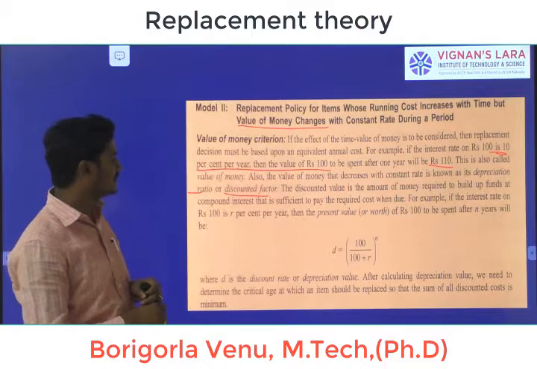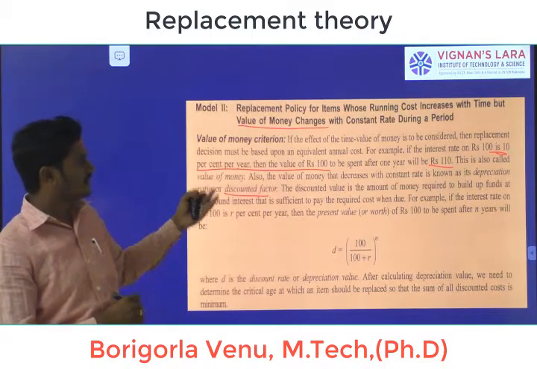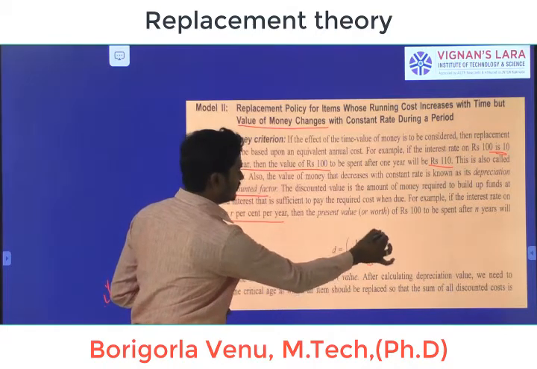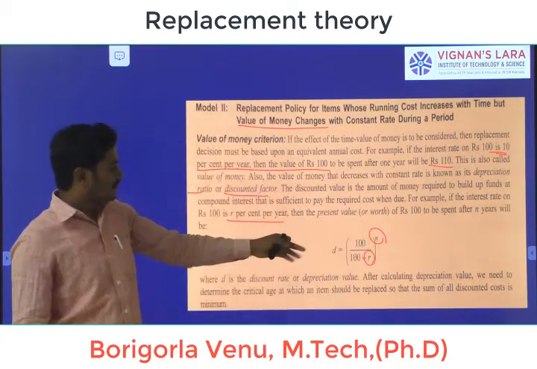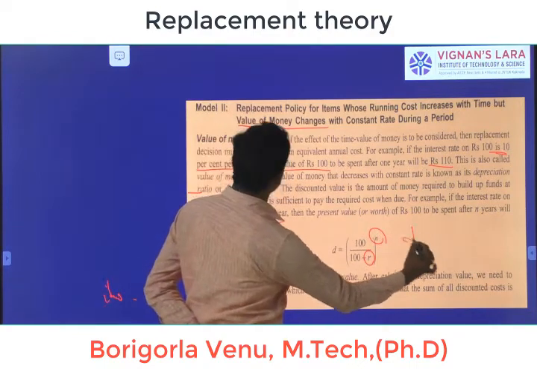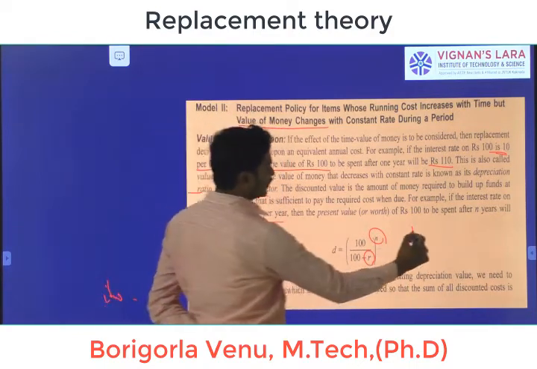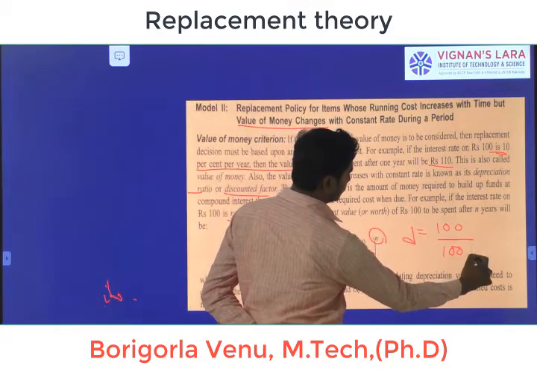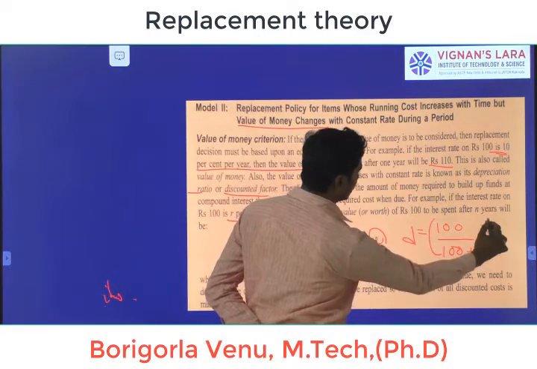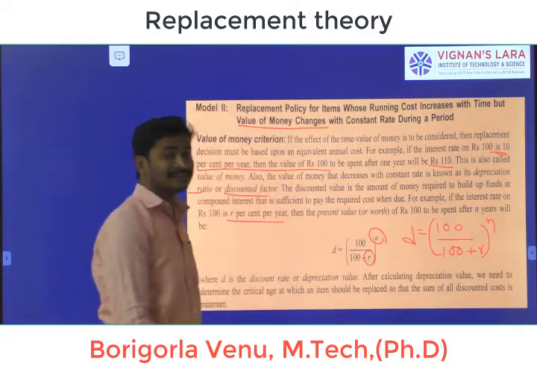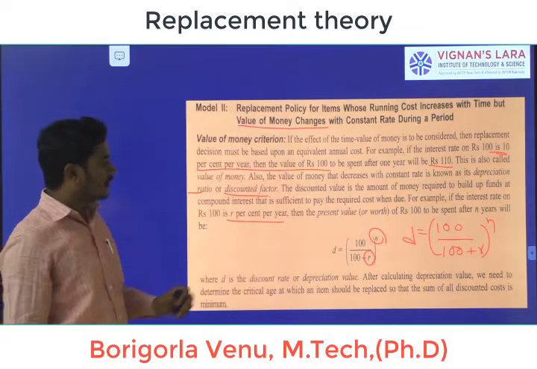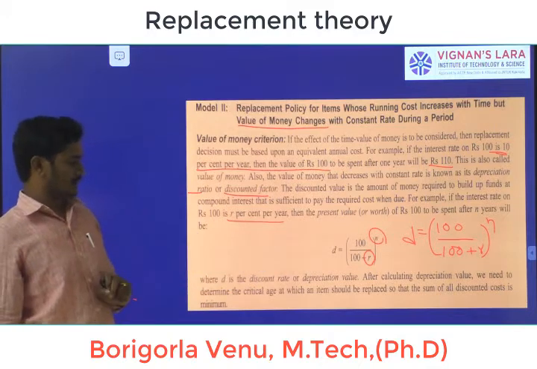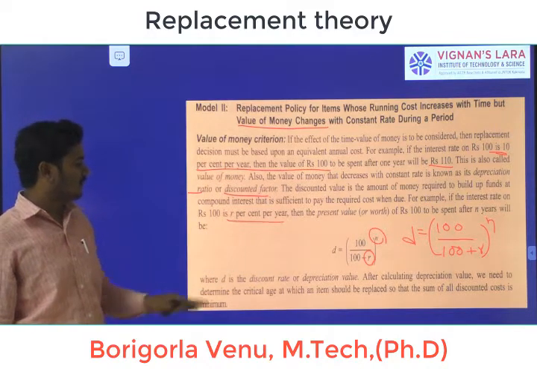We are going to calculate the discounting factor based on the percentage per year. Here R is the percentage per year, and n is the number of years. So the formula to calculate the depreciation rate or discount factor is 100 by 100 plus R into N, where R is the interest rate and N is the number of years. Here V is the depreciation value or discount rate.